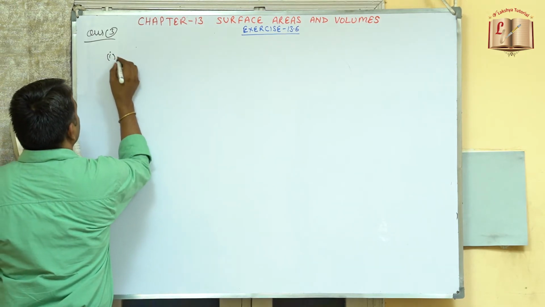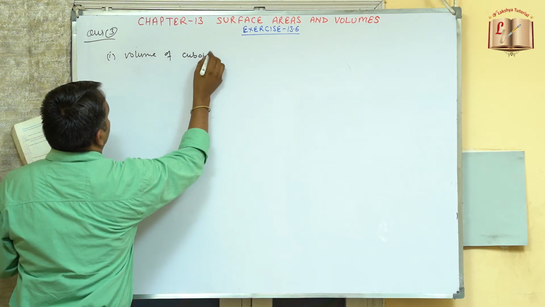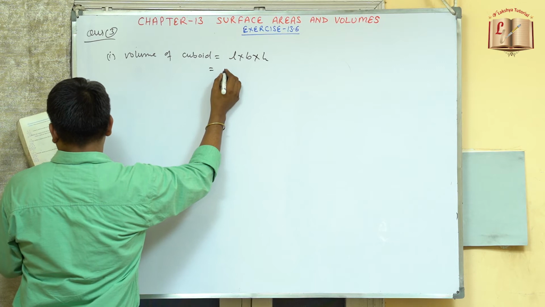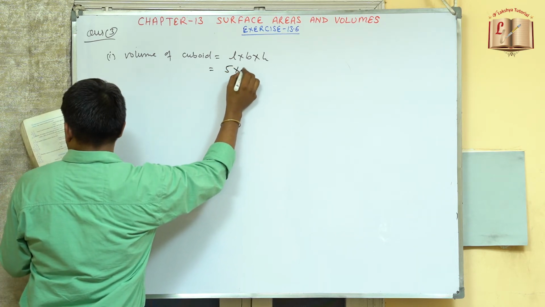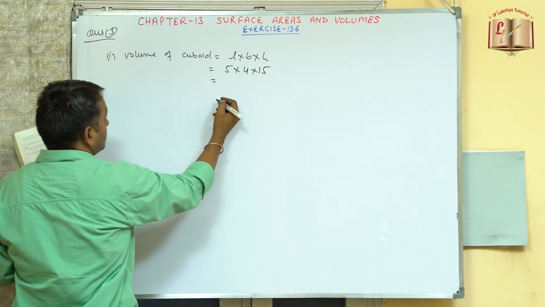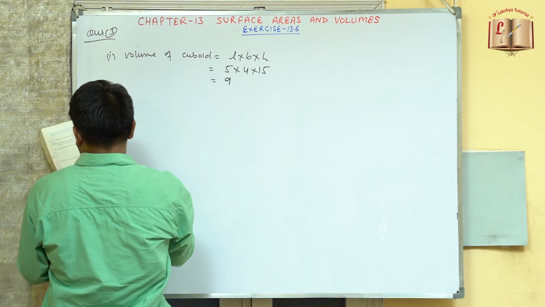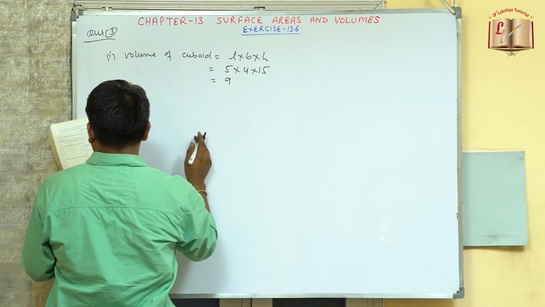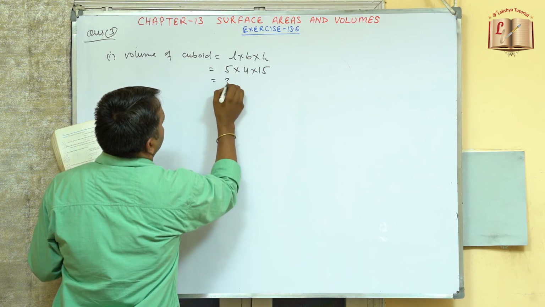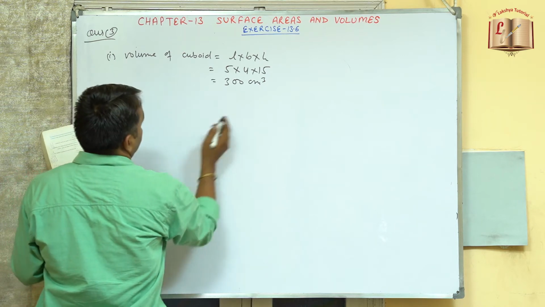So for the first case we will find the volume of cuboid. This is the volume of cuboid now, L into B into H. So length is given 5 centimeter, width is 4 and height is 15. So this will be equals to 300 centimeters. So this is given in the centimeter. So this is now 300 centimeter cube.